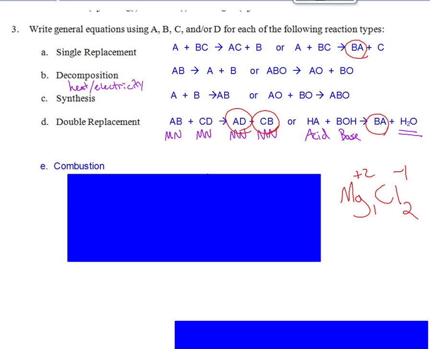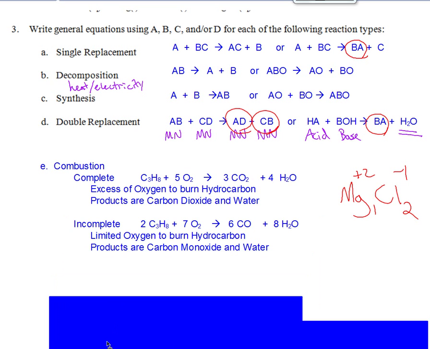Oh, I forgot combustion. Combustion was left off the sheet because it doesn't have a simple formula like this. It is pretty simple though. You have some sort of hydrocarbon reacting with oxygen, and it makes carbon dioxide and water. Or what if there's only a limited amount of oxygen? If there's a limited amount of oxygen, then it makes carbon monoxide. If there's an excess, it makes carbon dioxide. Both of them make water, but when it runs out of oxygen, it makes carbon monoxide instead.